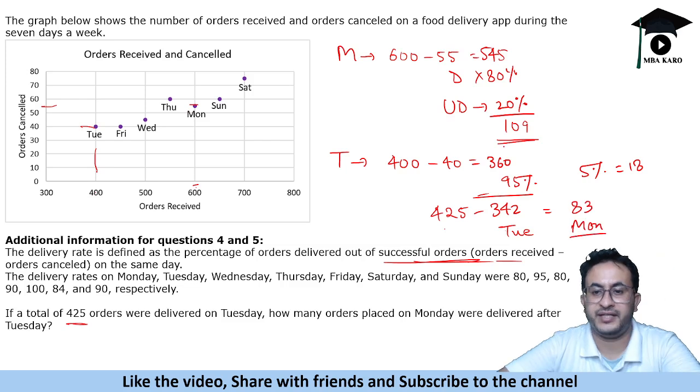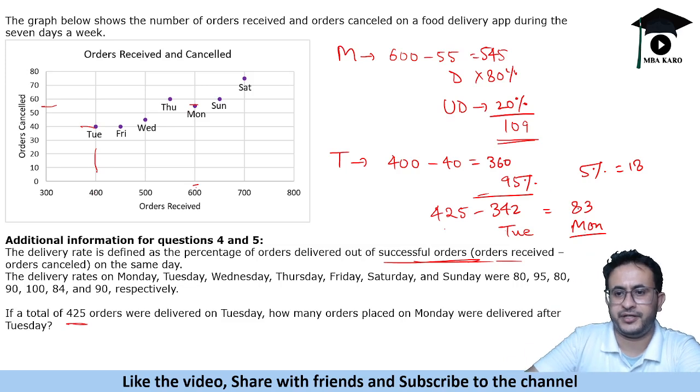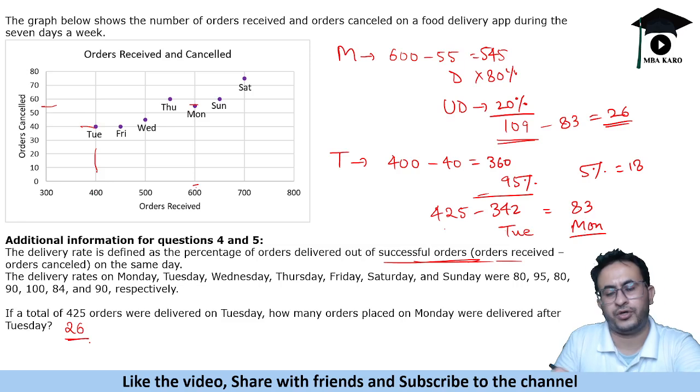Okay, so on Monday there were 109 undelivered, and out of these 109 undelivered, 83 are delivered on Tuesday. So that means we have 26 more which are still undelivered. So the question is, how many orders placed on Monday were delivered after Tuesday? So there are 26 such orders.